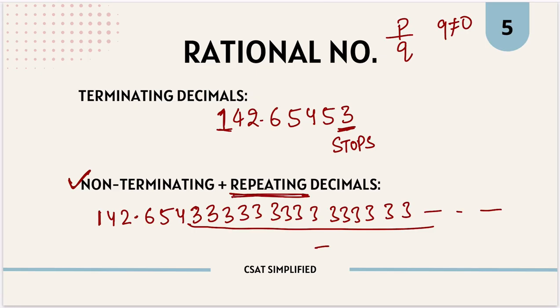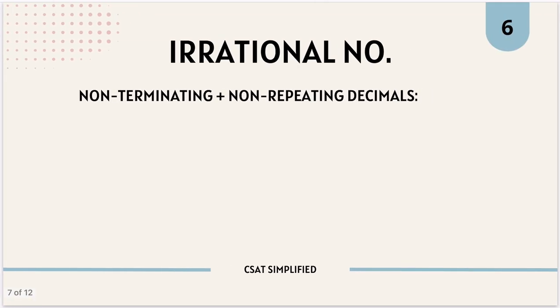So this number can be written like this: 142.654, then 3. Since 3 is repeating a lot of times, we put a bar over it. Bar means it is going on till infinity. So till now we have learned three types of rational number: P by Q form, terminating, and non-terminating but repeating. Now moving on, what is an irrational number?